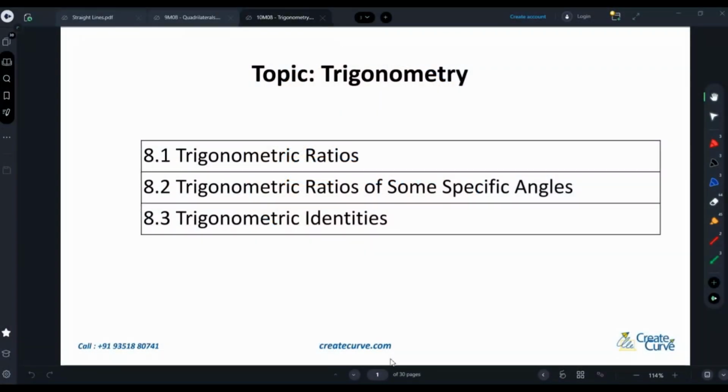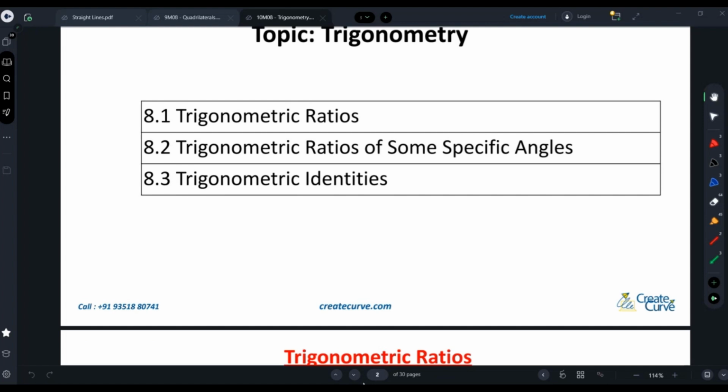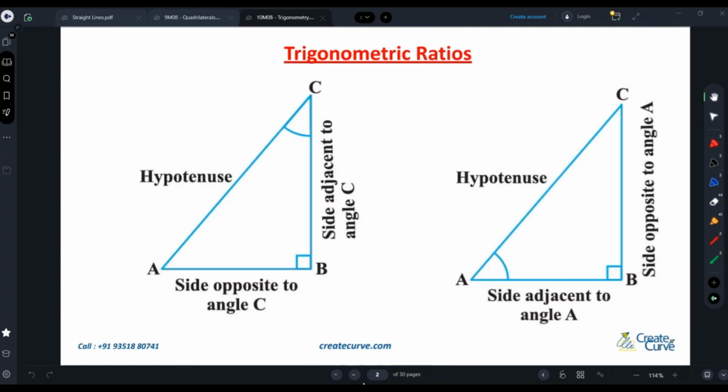Trigonometry is basically based on the right angle triangle, specifically. This thing we already know. What are the parts of a right angle triangle? Hypotenuse and perpendicular, or the height and the base. Hypotenuse is always the longest side. Or more specifically, it is the side which is just opposite to the 90 degree. We can see both the parts from here.